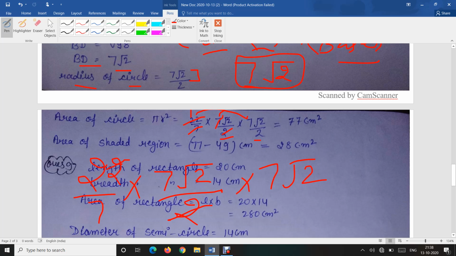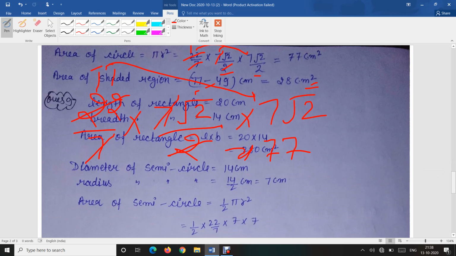This 2 can be cancelled with this, 2 1s are 2 and 2 1s are 2. This 7 can be cancelled by this 7. Now you are remaining with 11 multiplied by 7 is 77. You cannot multiply this 11 and this 7 by this root 2 and by this root 2 because these are the square root values and these are the whole numbers. Okay, so whole numbers cannot be multiplied by the square root numbers. So it will be 77 multiplied by root 2 multiplied by root 2.